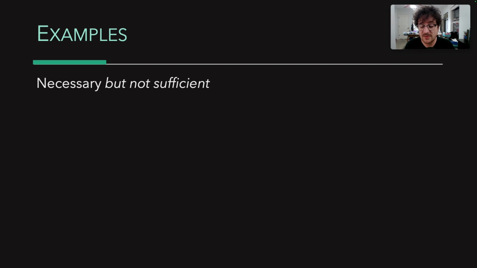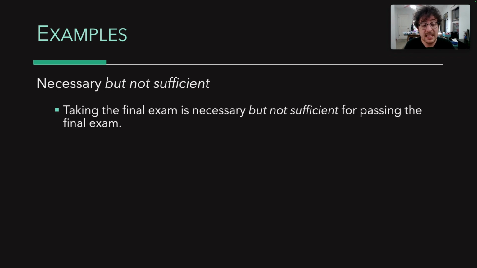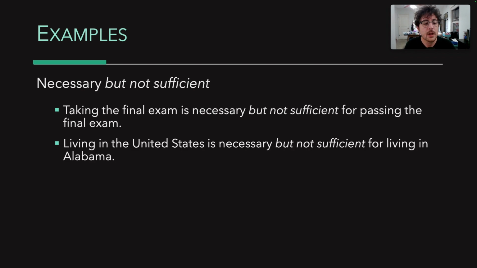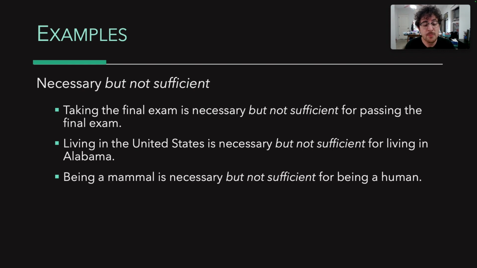Let's consider some examples of necessary but not sufficient. Taking the final exam is necessary for passing this final exam, but it's not sufficient. If you don't take the final, you're not going to pass it. But taking the final doesn't guarantee that you will pass it. You could still fail. Living in the United States is necessary for living in Alabama, but it's not sufficient, because you could live in the United States but live somewhere else, in a different state like New York or Illinois or Alaska. Being a mammal is necessary for being a human, but it's not sufficient. Something could be a mammal without being a human.